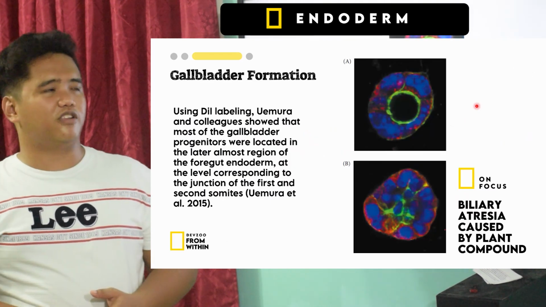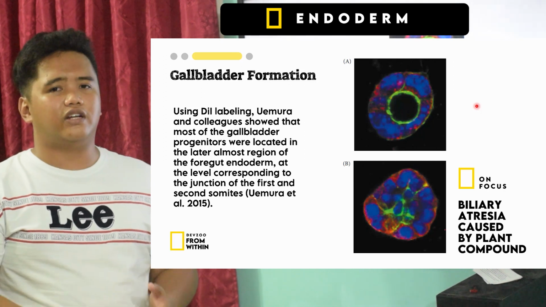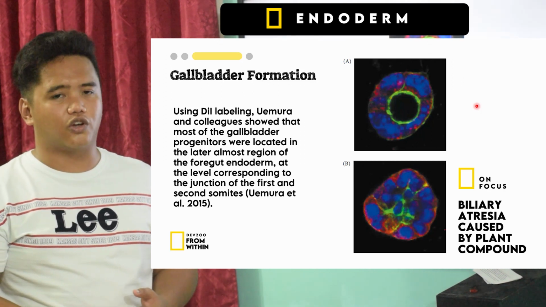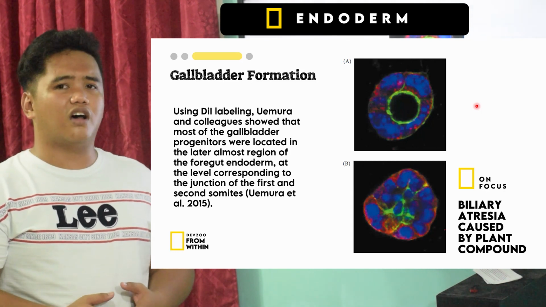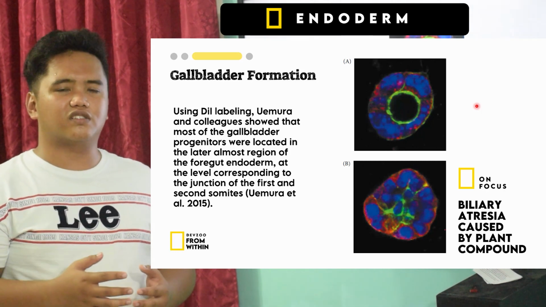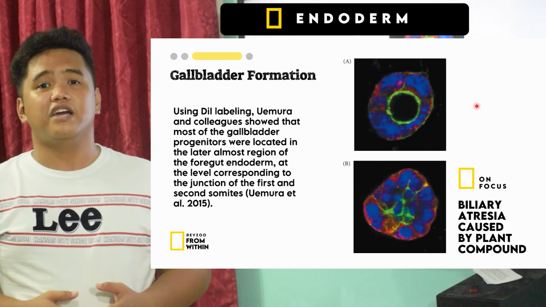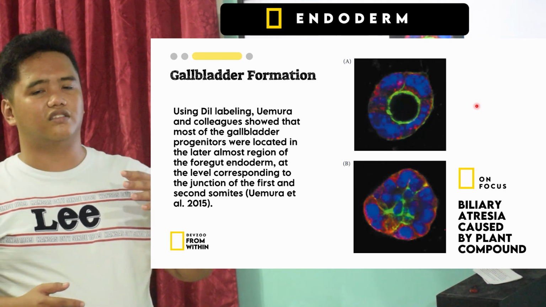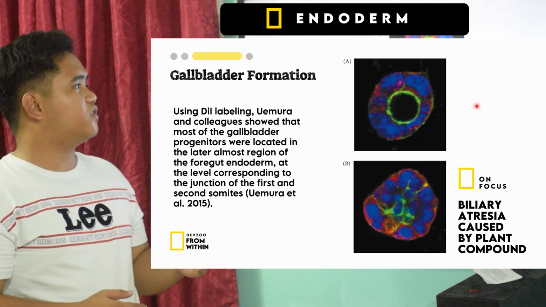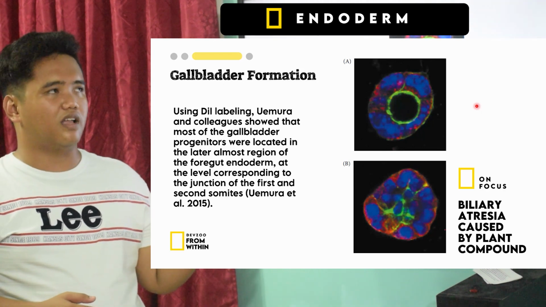So, the gallbladder formation. Unlike the formation of the liver and the pancreas, very little is known about the formation or development of the gallbladder. Actually, the most successful study conducted so far about the formation of the gallbladder is about its fate map, which was discovered just in 2015 using the DiI labeling method, or the staining of the DiI labeling.